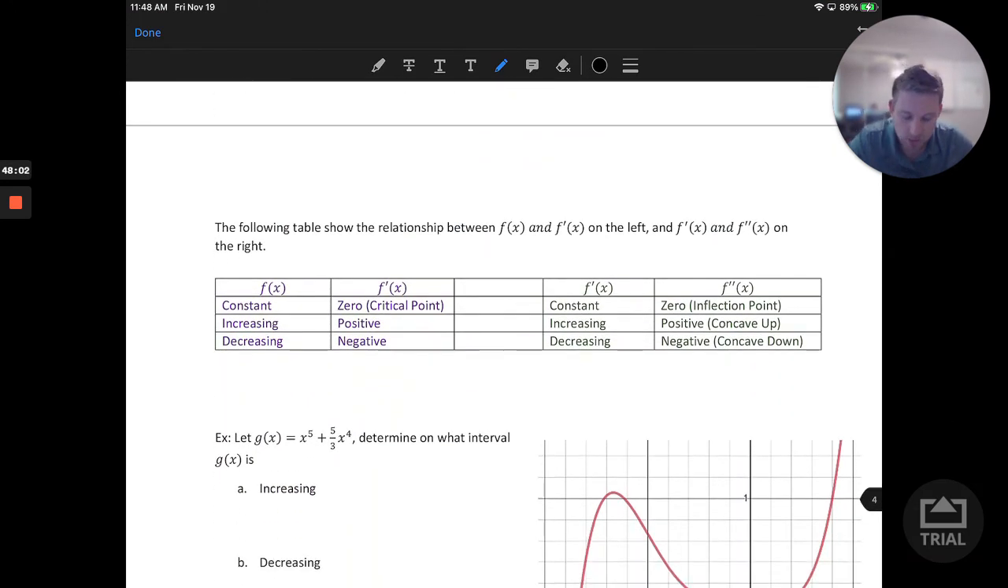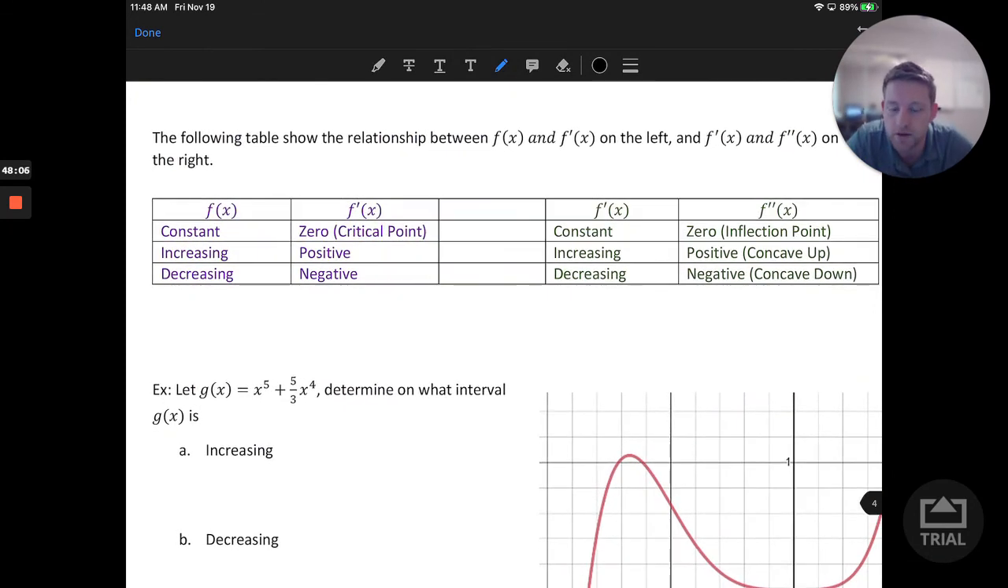This is a little table that you can take a look at to consider the relationship between the first and the second derivative. So in the purple on the left side, we know that if our function is constant, that would mean that the derivative is 0, or we would have a critical point. When the function is increasing, our derivative is positive, and when our function is decreasing, our derivative should be negative. And the relationship follows along the same lines with the first and second derivative. So if our first derivative is constant, that would mean that we will have an inflection point. So it's neither increasing nor decreasing at the inflection point.